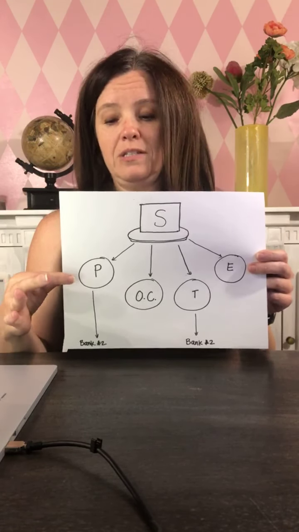So you've got your profit, remember, so we're going to give profit a piece of the cake. We're going to give owner's comp a piece of the cake, taxes a piece of the cake, and then expenses a piece of the cake.